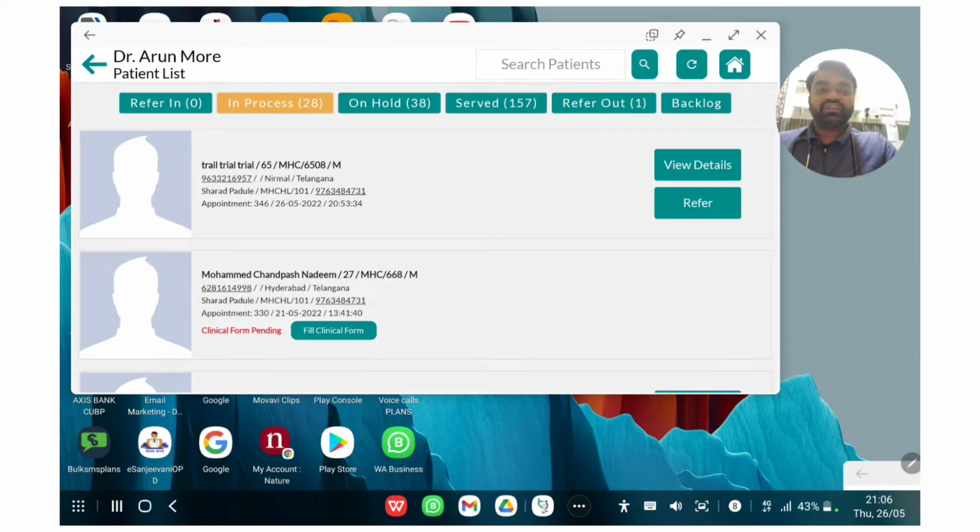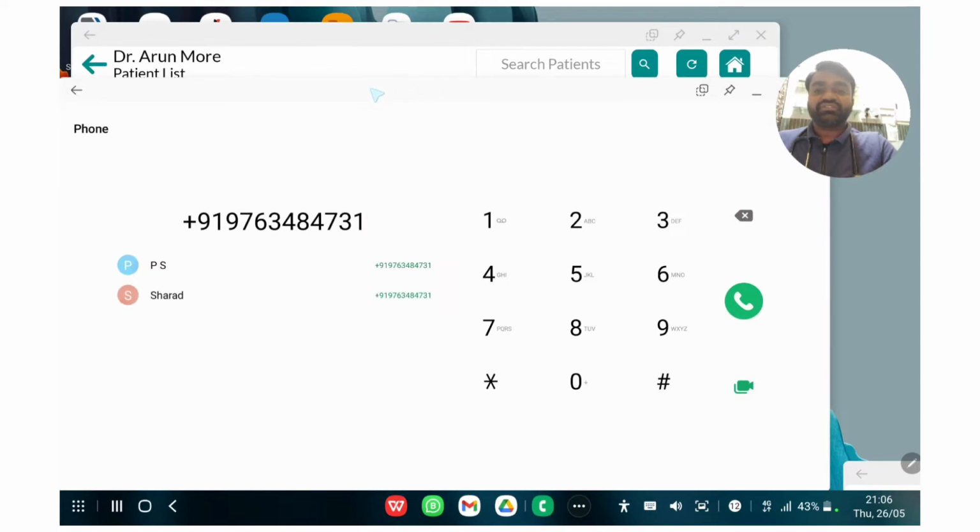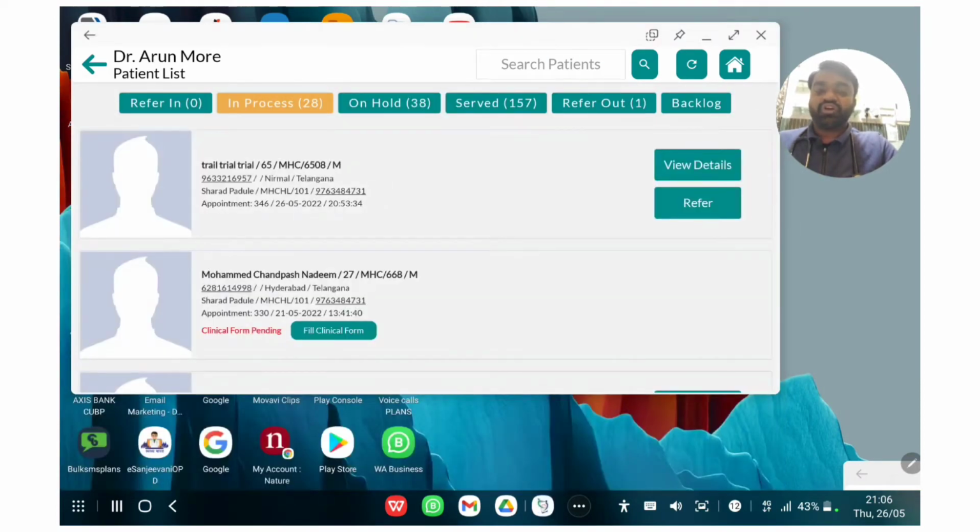You get the patient's name, then their age and their MHC ID, and their gender, so the patient's identification is there. This number is the leader's number, and the patient's address is reflected. The hypertension leader or nurse under whom the patient has been appointed has their name and mobile number shown here, and the doctor has direct access to these numbers and can call them.